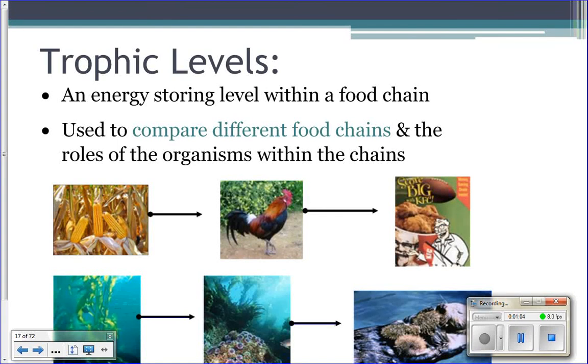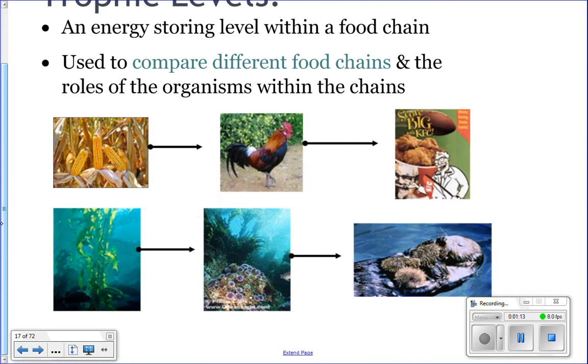Okay, a trophic level is basically an energy-storing step, and we use them to compare different food chains. Here are a couple of different food chains. This corn right here would be a trophic level. It stores matter and energy until it gets eaten by the chicken. And then the chicken stores matter and energy till it gets eaten by the person in KFC. Okay? So each of these is a trophic level, storing matter and energy.